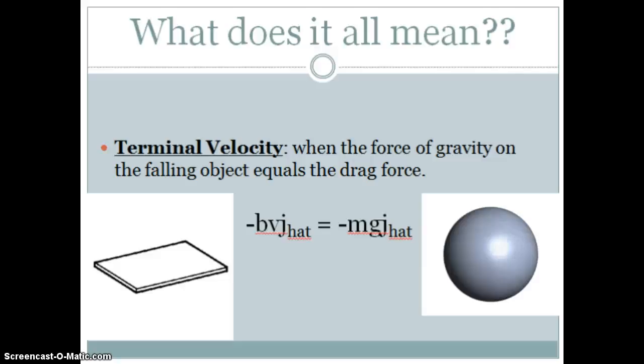The drag force has a significant effect when it comes to objects of varying shapes and surface areas.